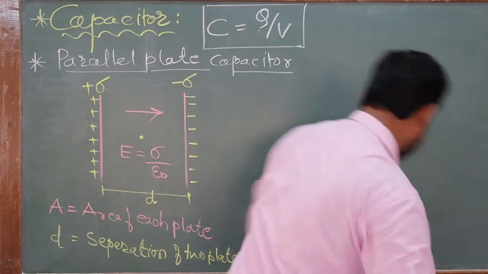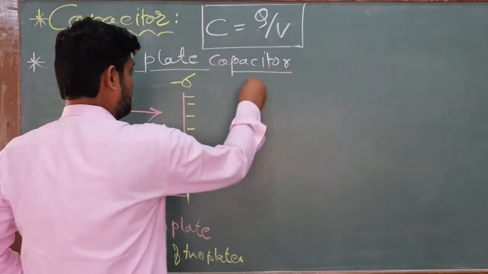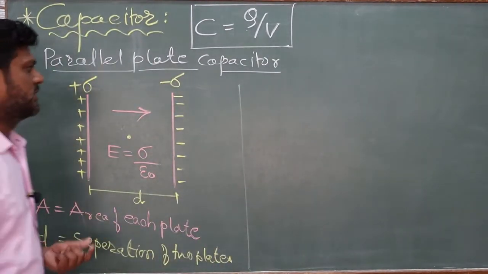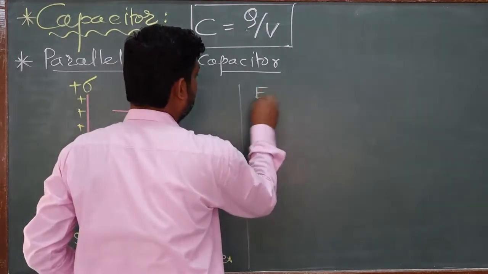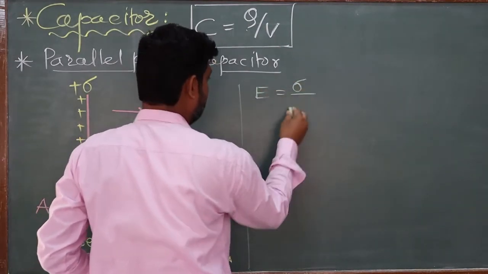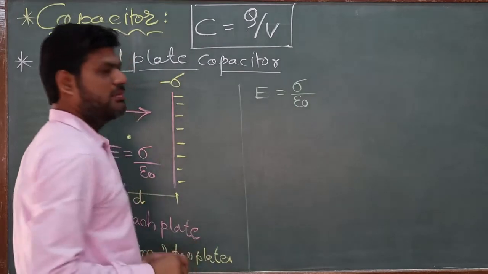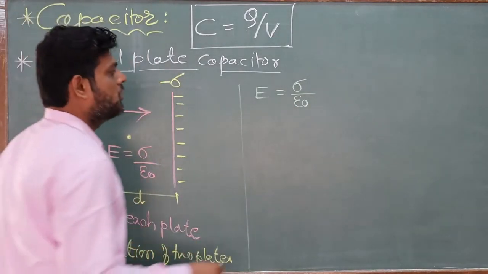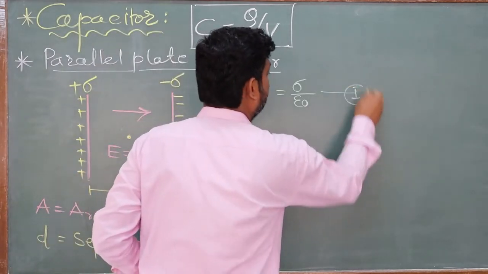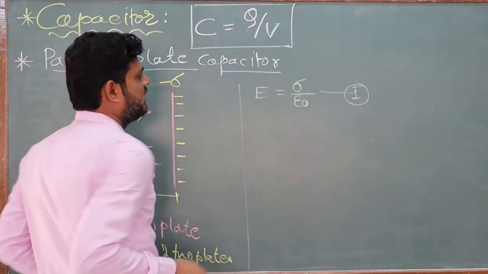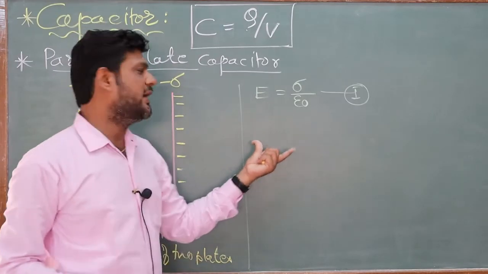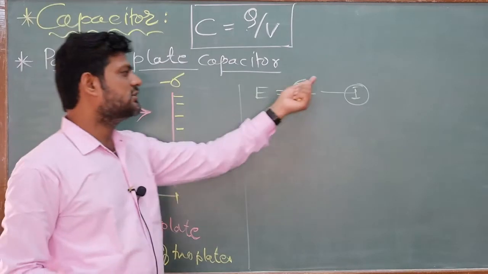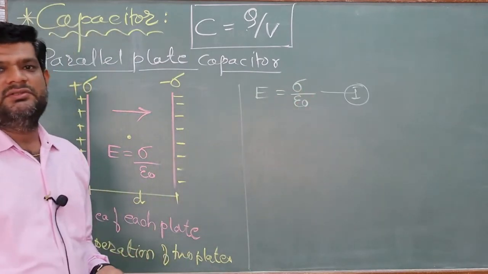Now we will see, here E equal to sigma divided by epsilon 0 is the electric field between the two plates, and this electric field will be uniform. Equation number 1. We can write the electric field between the two plates, E equal to sigma divided by epsilon 0.